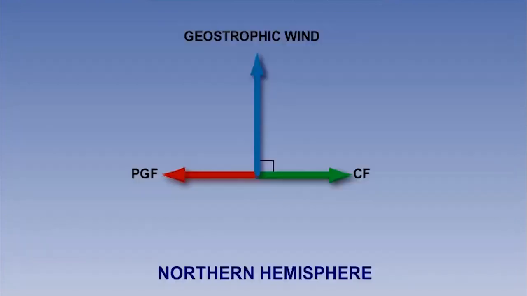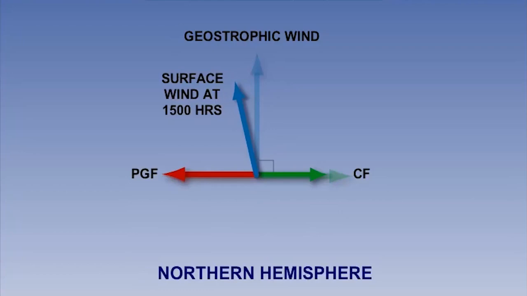Let's now use what we have just learnt and see how the direction and speed of the surface wind will change diurnally. The example shown is for the northern hemisphere. Again, like before, we will use the geostrophic wind and its forces to understand what is happening. At approximately 1500 hours, we said the surface wind speed will be at its highest. Therefore, the Coriolis force will only be slightly reduced compared to the geostrophic wind.